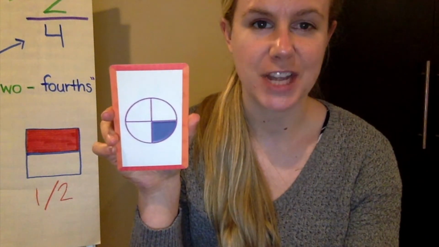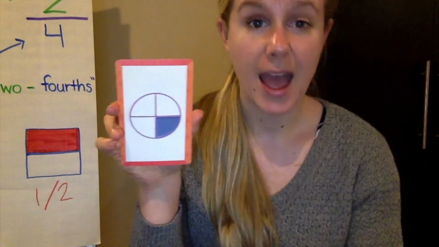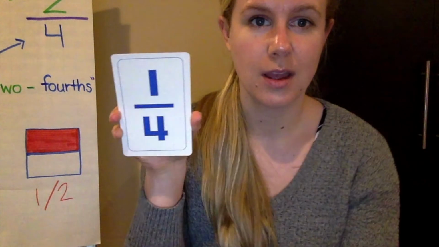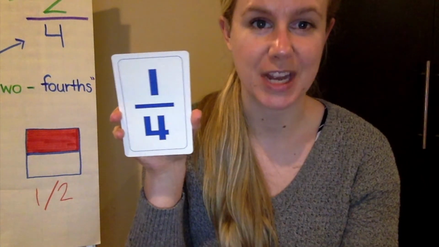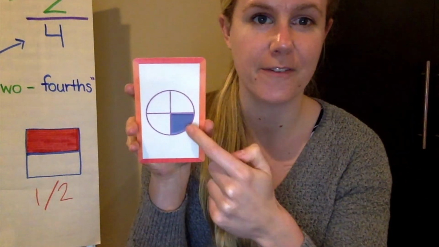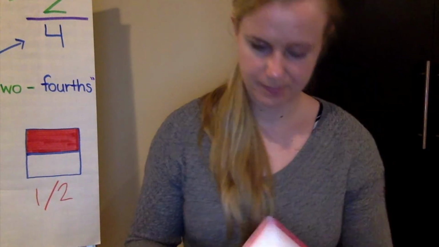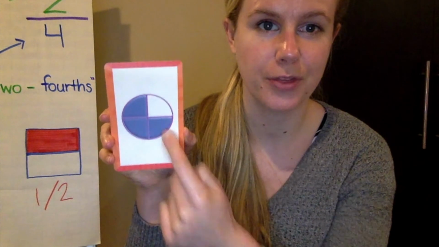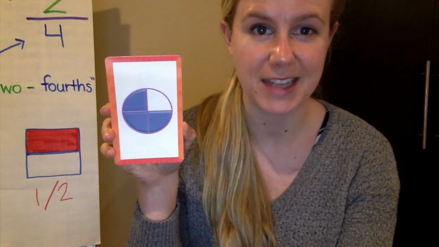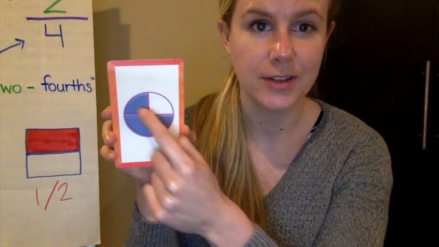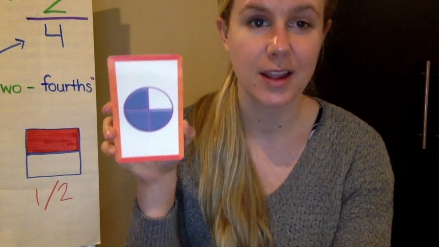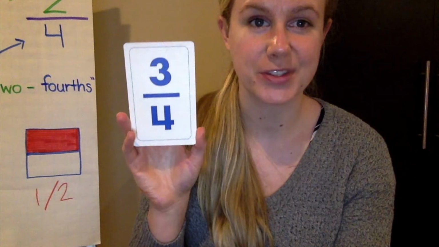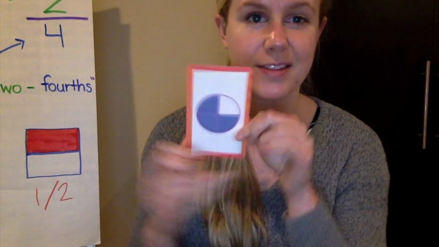How many parts are shaded in? 1. How many parts are there all together? 4. 1/4 was shaded in. How many parts are shaded in? 1, 2, 3. How many parts are there all together? 1, 2, 3, 4. 3/4 were shaded in.